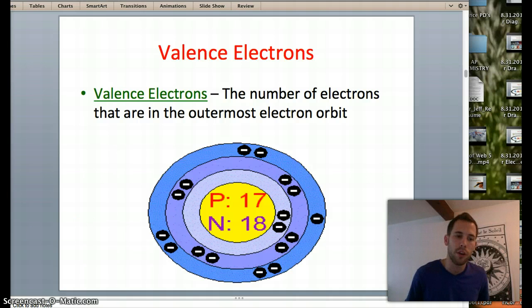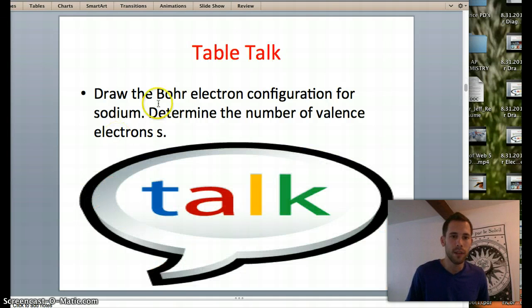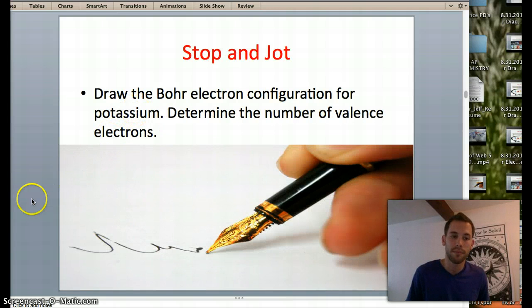Give this a shot with some of our examples. Here's a good class example: drawing the Bohr electron configuration for lithium, for which you can find the answers in some of my other YouTube videos. Draw the Bohr electron configuration for sodium. You can find the answer for that one as well. And potassium. If you have any questions, just ask me where to find them.